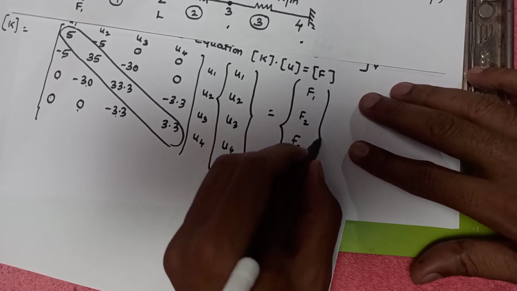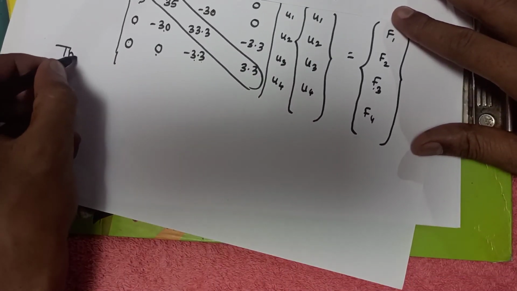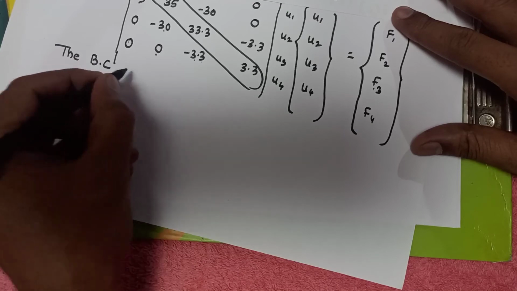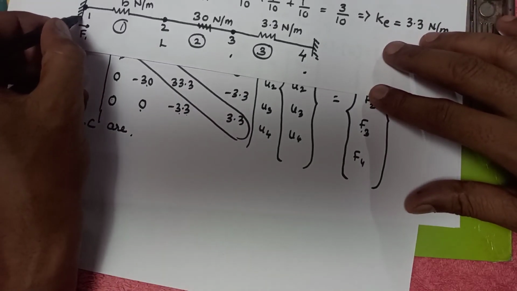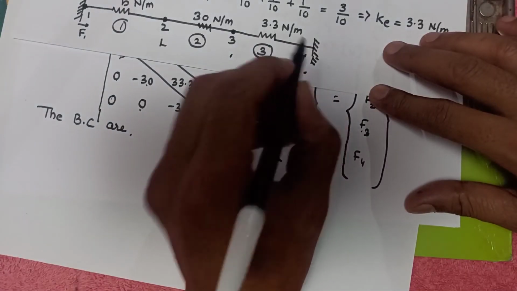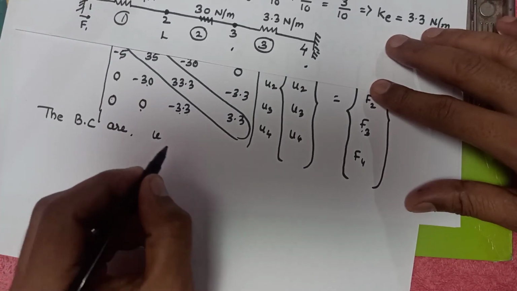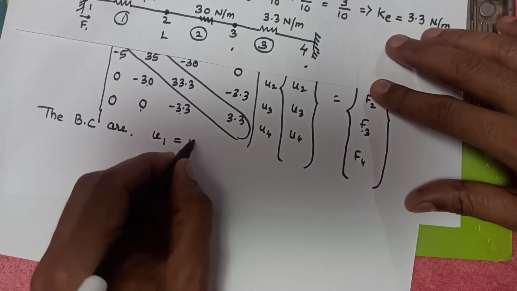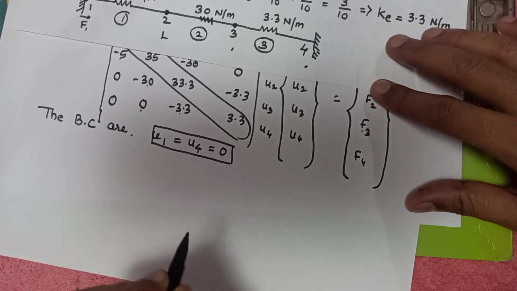Now after this we will apply the boundary conditions. What are the boundary conditions in the figure? You can say at node 1 it is fixed, and at node 4 it is again fixed. Wherever there is a fixed link, the displacement will be 0. It means U1, U4 is equal to 0. This you can directly define.